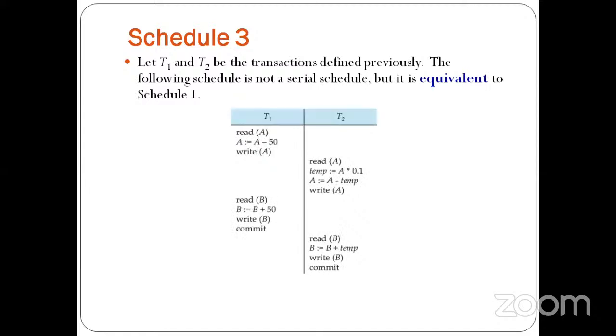Next schedule 3. Here let T1 and T2 be the transactions defined previously. The following schedule is not a serial schedule, but it is equivalent to schedule 1. So T1, T2, two transactions. Read A, A equal to A minus 50. After reading A, what will happen? Here transferring A, temp equal to A into 0.1. So A equal to A minus temp, write A. Next read B, B plus 50, write B, commit. Next read B, B equal to B plus temp, write B, commit. So here schedules 1, 2, 3 are the same, and the sum of A plus B is preserved.